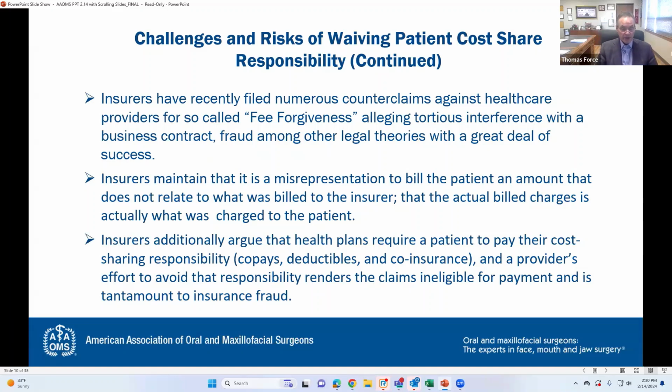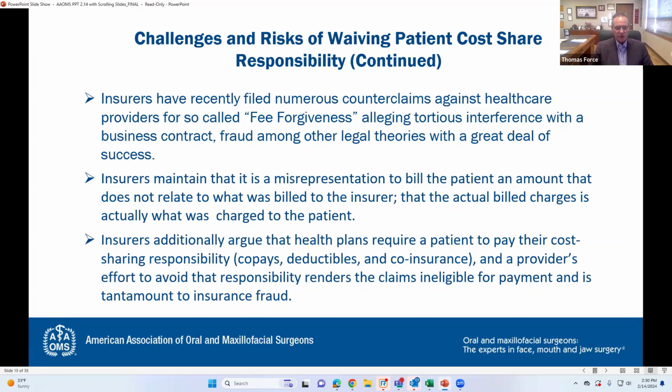So insurers, as we've discussed, have recently filed numerous counterclaims against healthcare providers for so-called fee forgiveness. They allege tortious interference with a business contract, fraud, and they've had success doing this. Again, the provider says, you're not paying me, I'm suing you for $10 million, and the insurance company countersues and says, well, we're not paying you because of fee forgiveness, you committed fraud. And they say that not only are we not paying your claims, but you owe us all the money we did pay you.